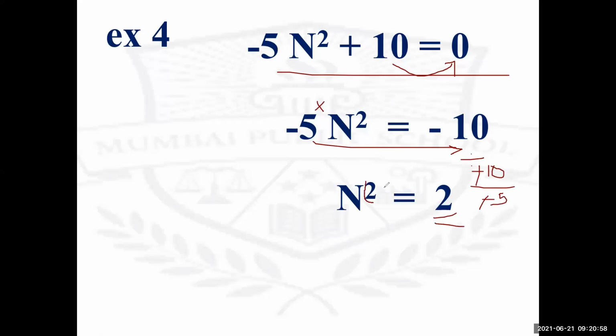This is not the value of n. Check, this is the value of n square. In order to get the value of n, what you need to do is remove the square root. So n equals plus or minus root 2. What is the value of n? n equals plus or minus root 2.